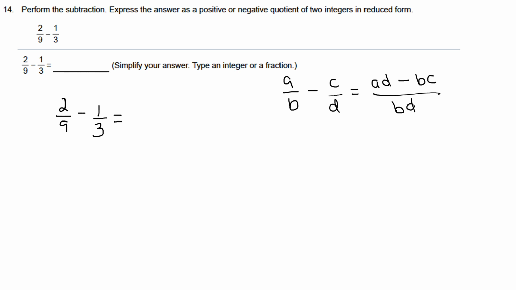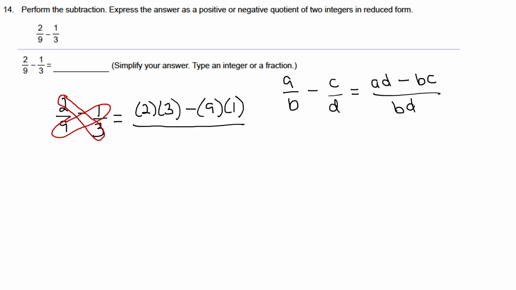So the first step is to multiply A times D together. So that's 2 times 3. Then I'll subtract B times C, which is 9 times 1. Next, I'll place that over B times D, which is 9 times 3.